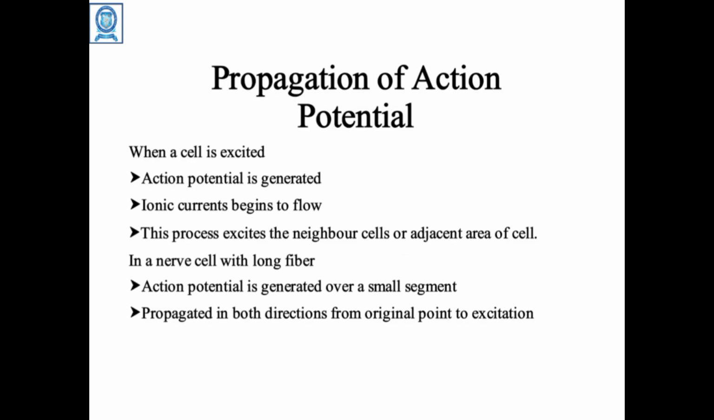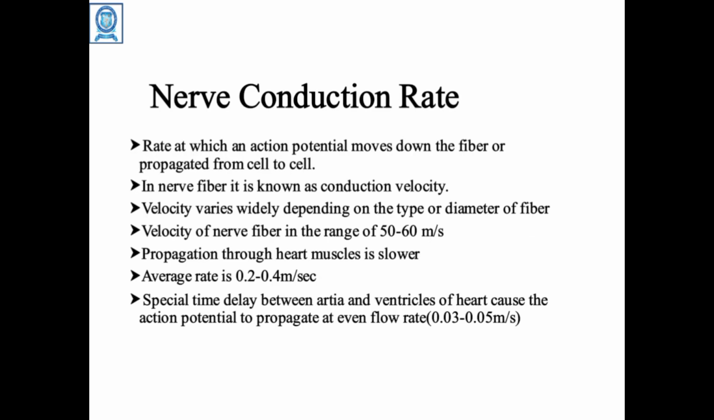Propagation of the action potential: when a cell is excited, an action potential is generated and ionic current begins to flow. This process extends to the adjacent area of the cell. A nerve cell has a long fiber. Action potential is generated over a small segment and propagated in both directions from the original point of excitation. The rate at which the action potential moves down the nerve fiber, propagating from cell to cell, is known as conduction velocity.